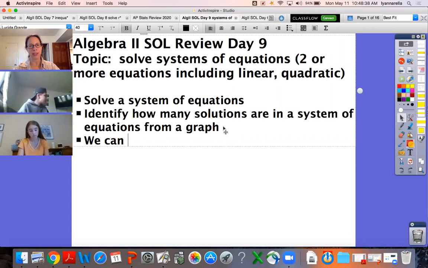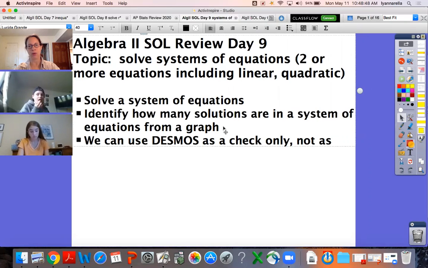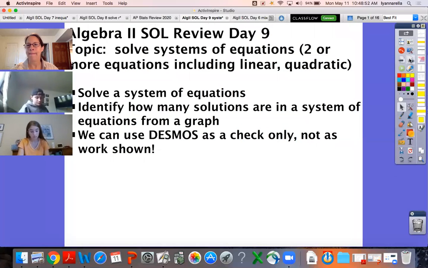Caveat at the beginning, I know we are using Desmos. We can use Desmos as a check only, not as work shown, okay? Because people are going to try and do that to me.